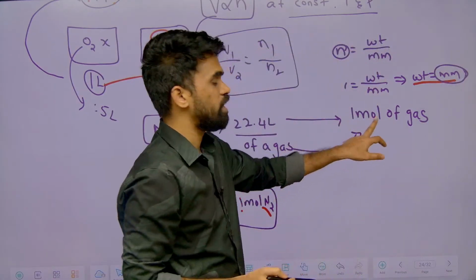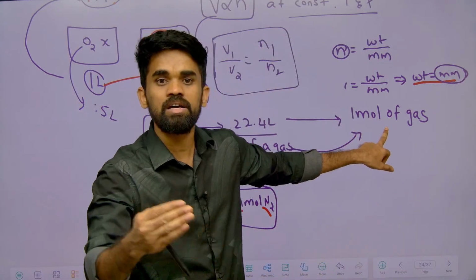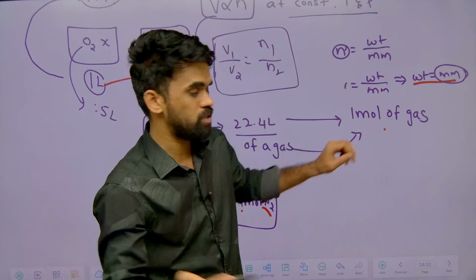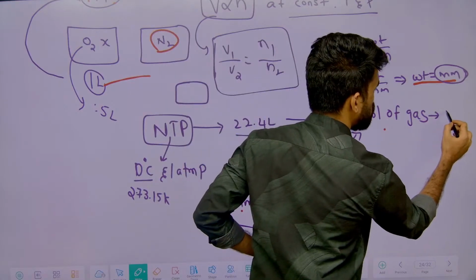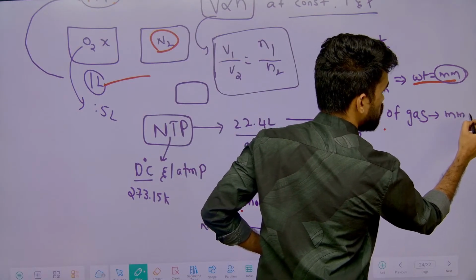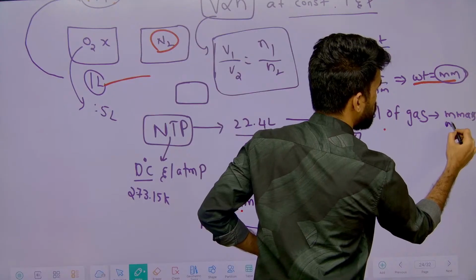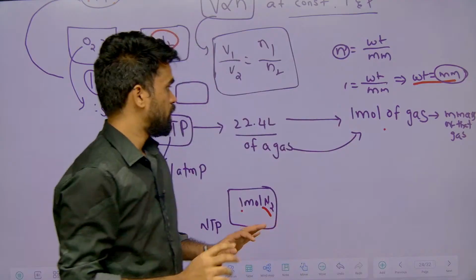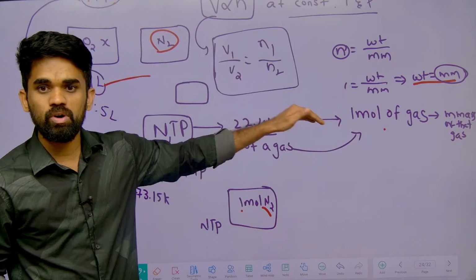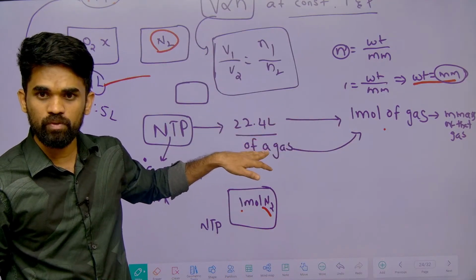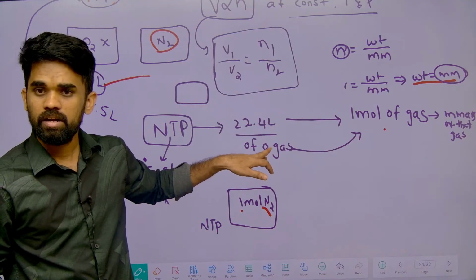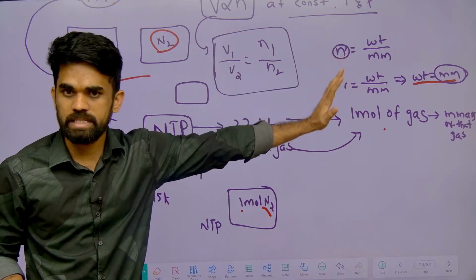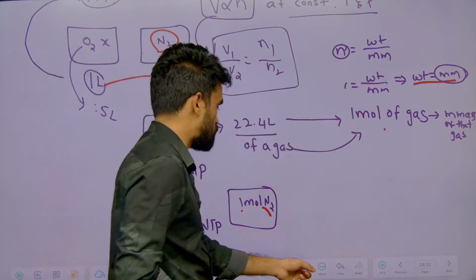So 1 mole of any gas is nothing but its weight equal to its molar mass. Weight of that gas equals to molar mass. So simply at NTP condition, 1 mole of any gas occupies 22.4 liters of volume or has a mass equal to its molar mass. These lines are clear now? Yeah. Then we will slowly enter into some questions.